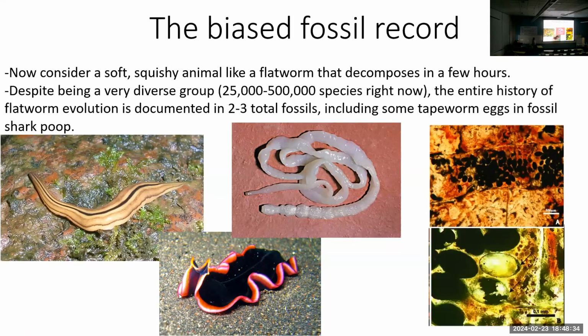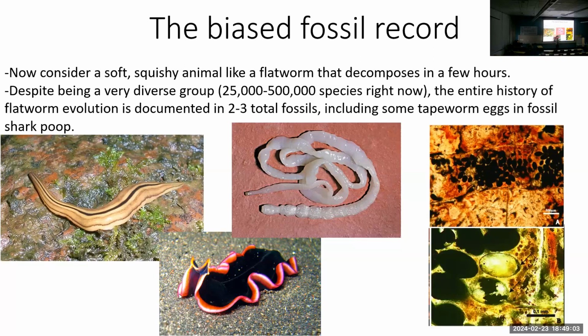And despite being a very diverse group, it's estimated flatworms have between 25,000 and 500,000 species right now, so millions of species, tens of millions of species throughout their lineage, throughout their geologic history, the entire history of flatworm evolution comes from 2 to 3 total fossils. Not fossil species, 2 to 3 specimens. One of them there's debate about, that's why it's 2 to 3.